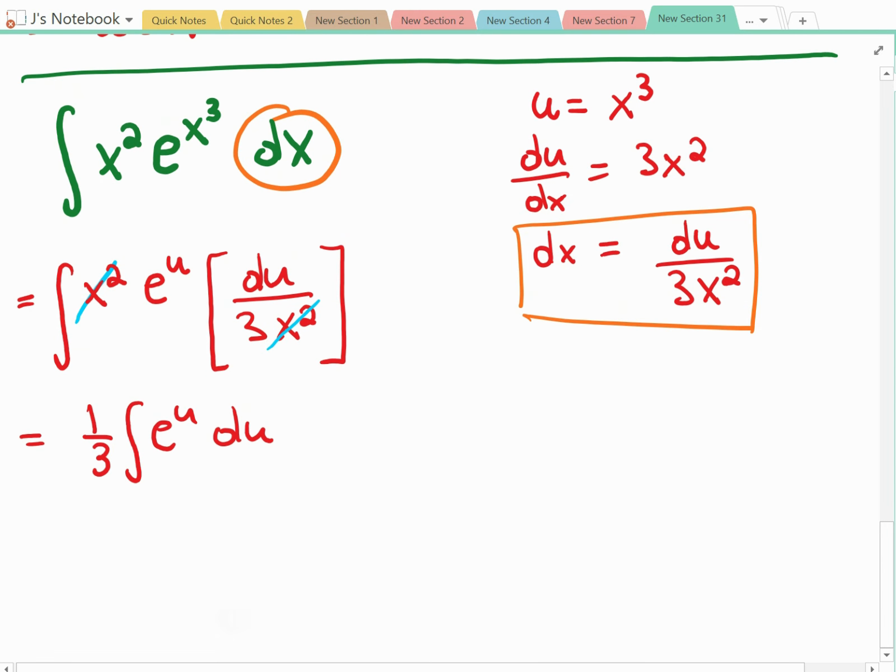Okay, next step. So the integral of e to the u is e to the u plus c, and the last step, replace the u with what it is in terms of x: e to the x cubed plus c.